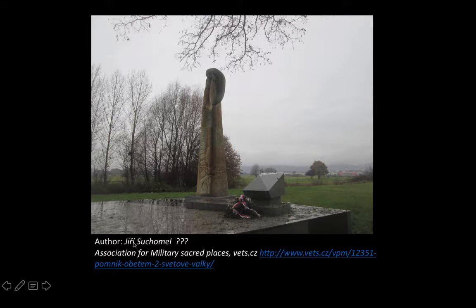On one website that I found, the Association for Military Sacred Places, there was a picture of the memorial, and underneath it said author Yuri Zukumel. But I'm not 100% positive that that is the person who designed the memorial. It very well may be, but I need to check into that a little bit more. But I've identified that name. I'm just not sure at this point whether or not that's 100% accurate.